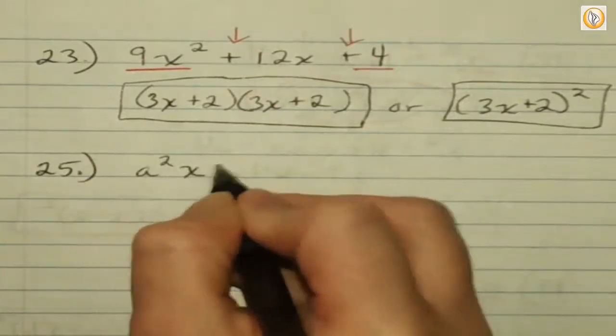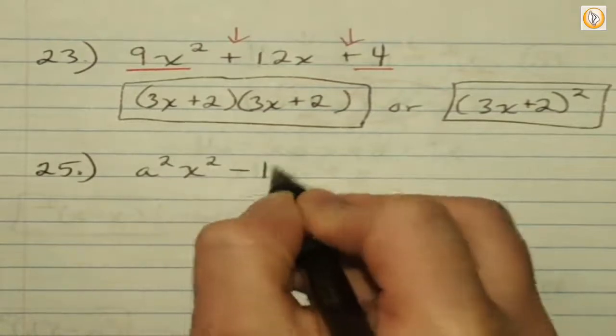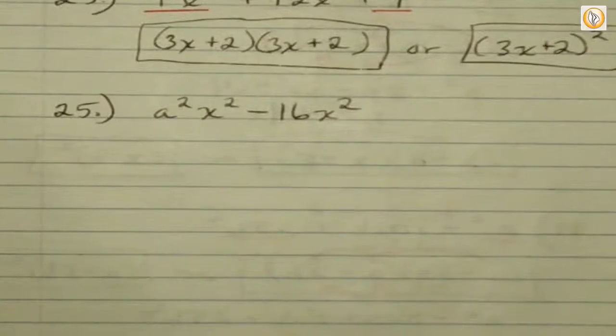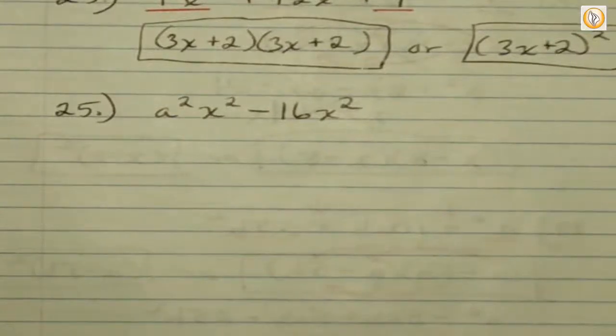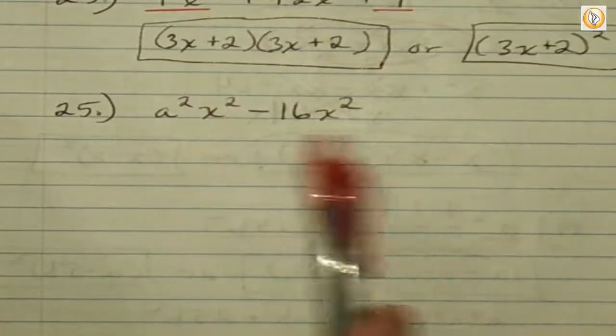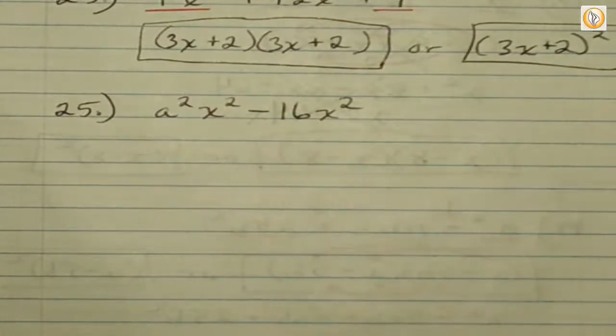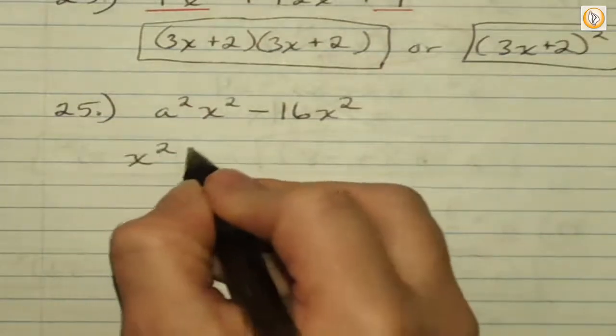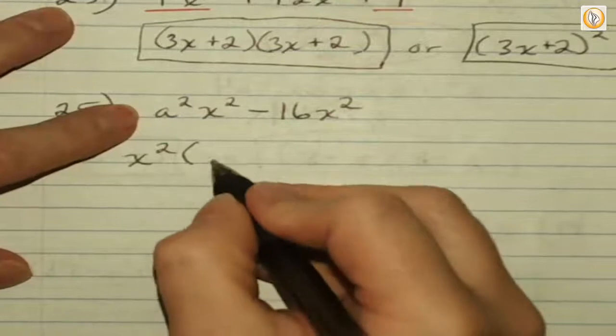x squared times a squared minus 16x squared. Can I take anything out? I mean, they all look like perfect squares, but do they have anything in common? x squared. So what am I left with?